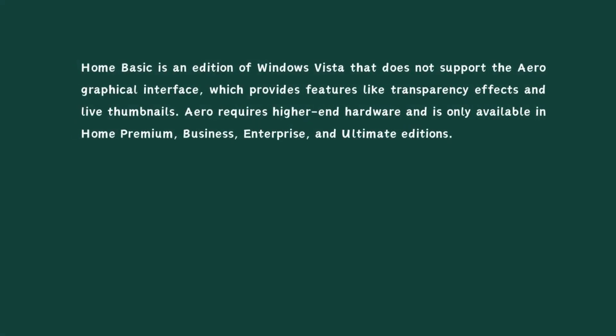Home Basic is an edition of Windows Vista that does not support the Aero graphical interface, which provides features like transparency effects and live thumbnails. Aero requires higher-end hardware and is only available in Home Premium, Business, Enterprise, and Ultimate editions.